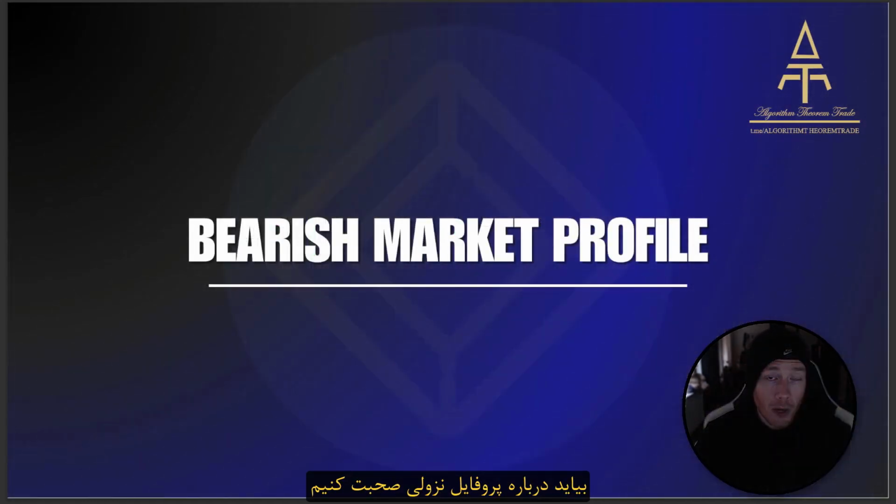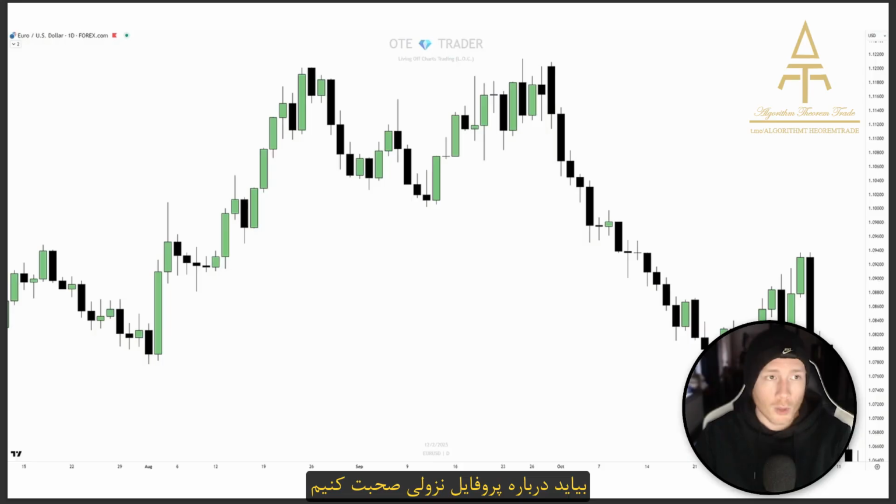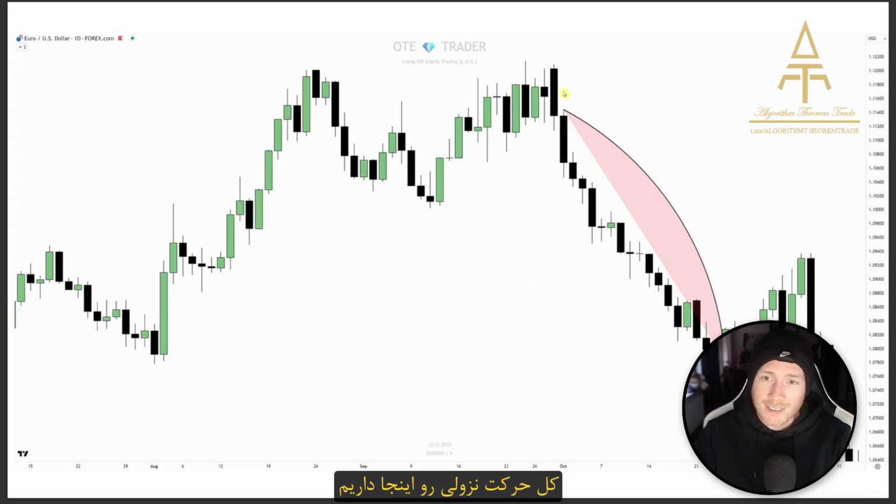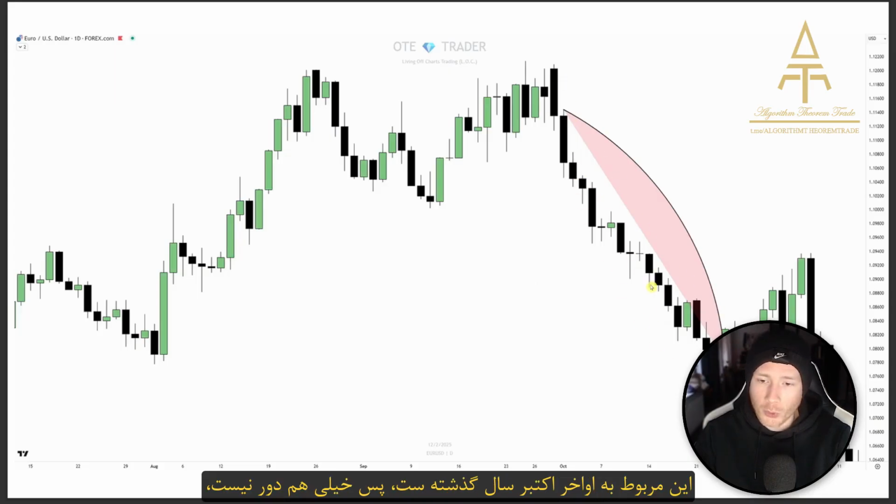So let's talk bearish market profile. Over here we've got a Euro USD chart. Well, you can already spot where the bearish market profile is. Hopefully we can see an entire move down over here. And this is a recent price action, right? This is from October last year. So it's not too far away.